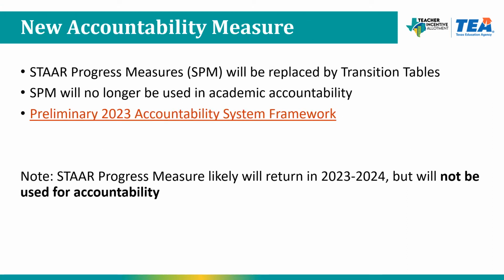There's not going to be a STAAR progress measure for the 22-23 school year, and I wanted to explain a little bit as to why. The STAAR progress measure is going to be replaced in terms of accountability by something called transition tables that you may or may not have heard of, and we'll talk a little bit more about them in just a second. In addition to STAAR progress measure not being available for the coming school year, it is also being replaced completely as the accountability measure. The accountability measure going forward is not going to be STAAR progress measure anymore. It's going to be transition tables.